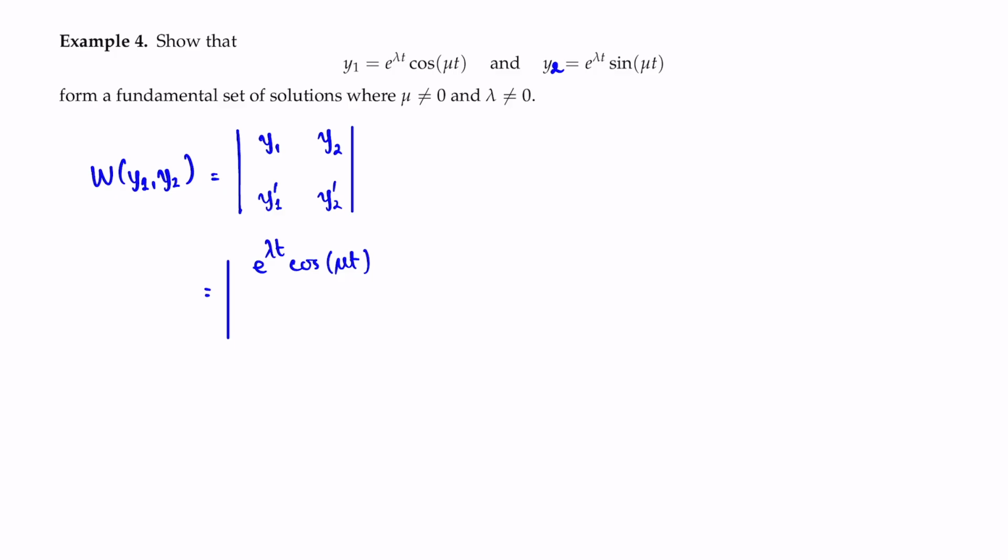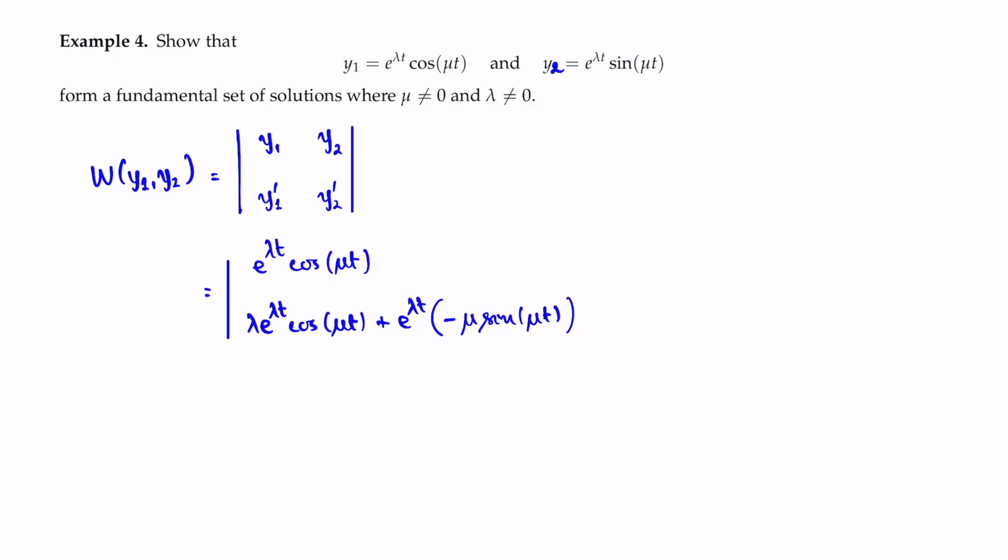And y1 prime, so you take the derivative of y1, and remember this is a product, so you have to apply the product rule. So e to the lambda t, the derivative of that is lambda times e to the lambda t times cosine of mu t. So that's the first part of the product rule. Then you add it with the first function multiplied with the derivative of the second function. In this case, the second function is cosine of mu t. The derivative of that is going to be negative mu times sine of mu t. So that's just y1 prime.